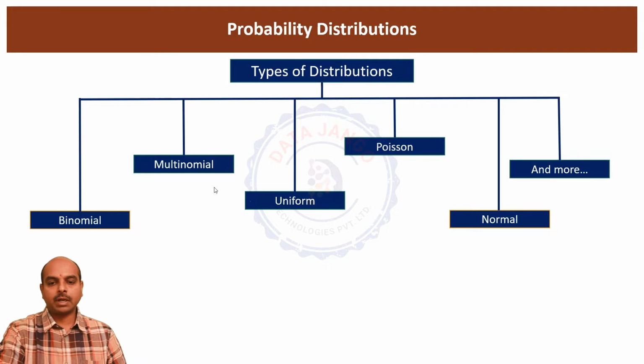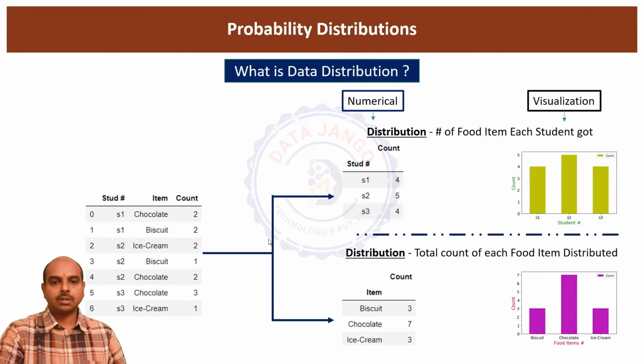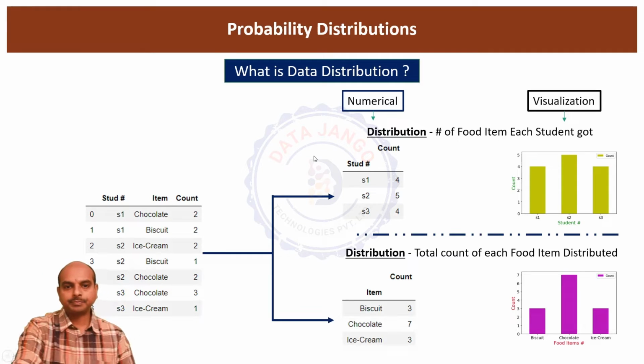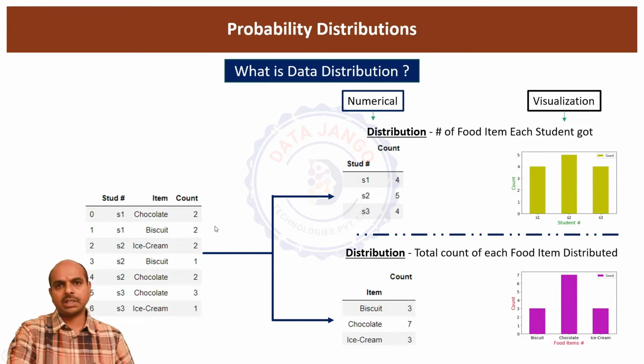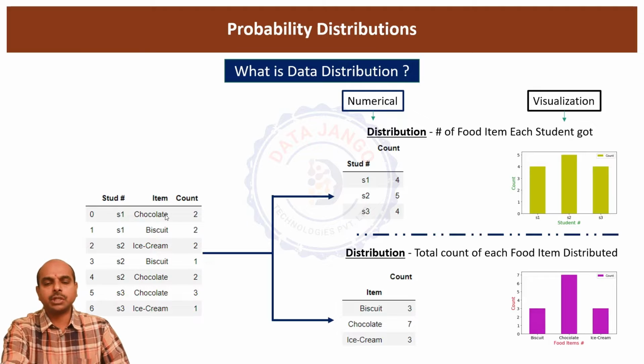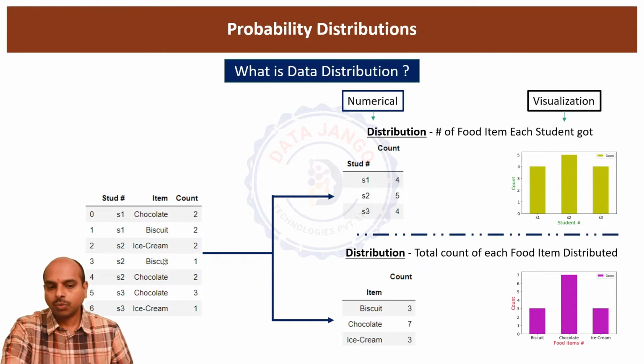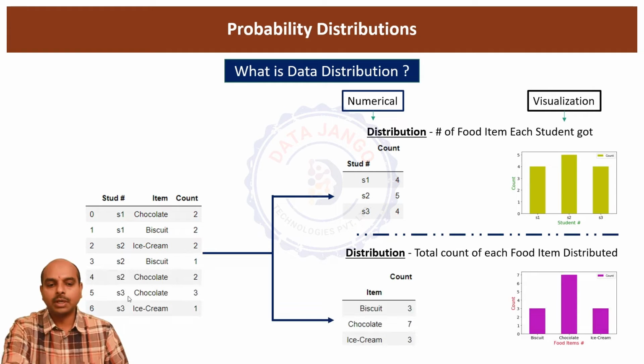So with an example, I'll try to explain that. What is data distribution? I have taken a simple data set of students and the food items distributed. Suppose that it is your birthday and you are distributing chocolates, biscuits, and ice creams. To student 1, you have distributed 2 chocolates and 2 biscuits. For student 2, 2 ice creams and 1 biscuit. Maybe student 2 gets 2 chocolates, 1 biscuit and 2 ice creams. And student 3, 3 chocolates and 1 ice cream.